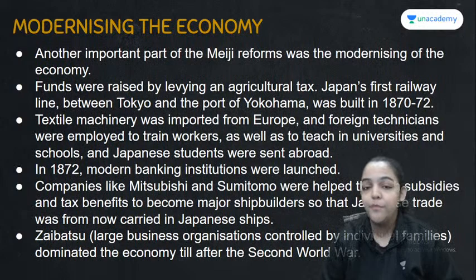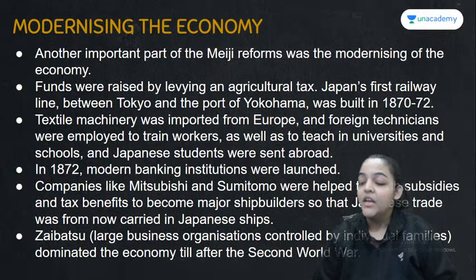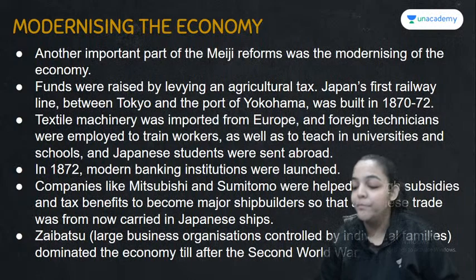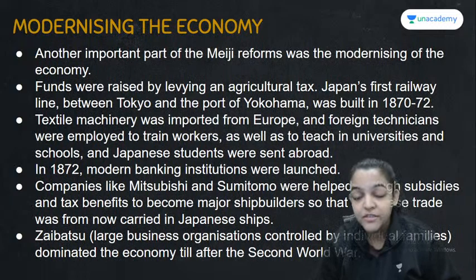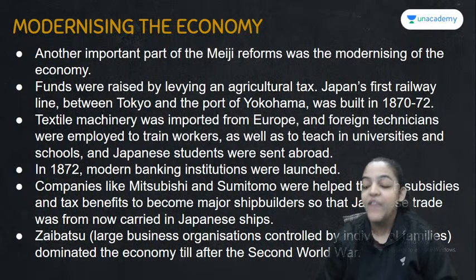Foreign technicians were employed to train workers as well as to teach in universities and schools, and Japanese students were sent abroad. Taki apni economy ko modernize kar sake, taki apni economy ko at par with the European world kar sake, what did they start doing? First of all, they imported textile machinery from Europe. Alright, foreign technicians bahar se bulaye gaye taki wo Japanese logon ko train kar sake. Then they were also asked to give lectures in the universities so that everyone in Japan could be trained in the modern ways of the industrial revolution. And Japanese students were sent abroad taki wo wahan ki cheeze seekh karke yahan la sake aur yahan pe usko apply kar sake.